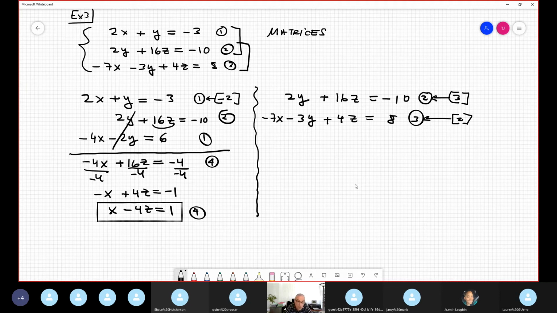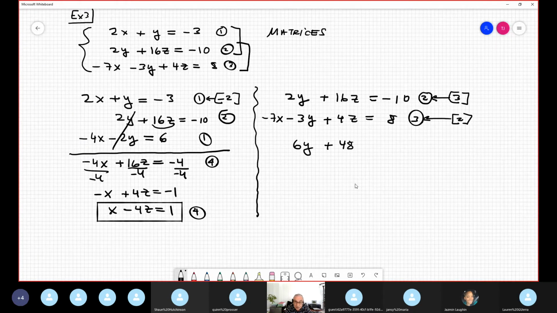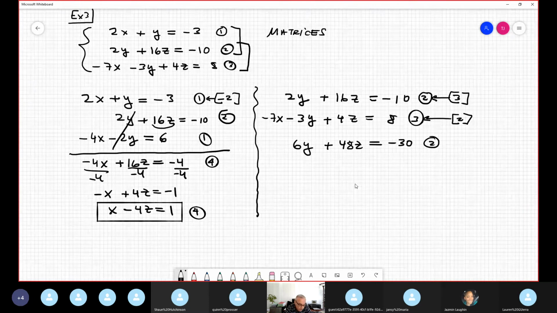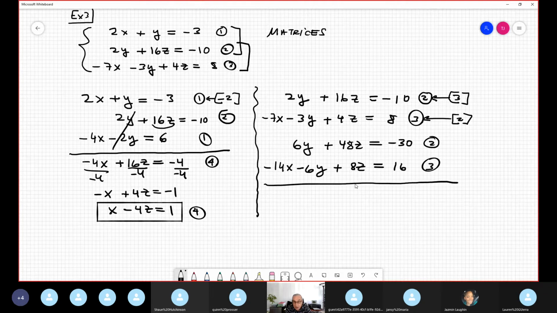Let's do it. Multiplying the entire equation 2 by 3, it's 6y plus 48z equals negative 30. This is my new equation 2. I multiply equation 3 by 2. It's negative 14x minus 6y plus 8z equals 16, and this is my new equation 3. Ready. I bring down negative 14x.